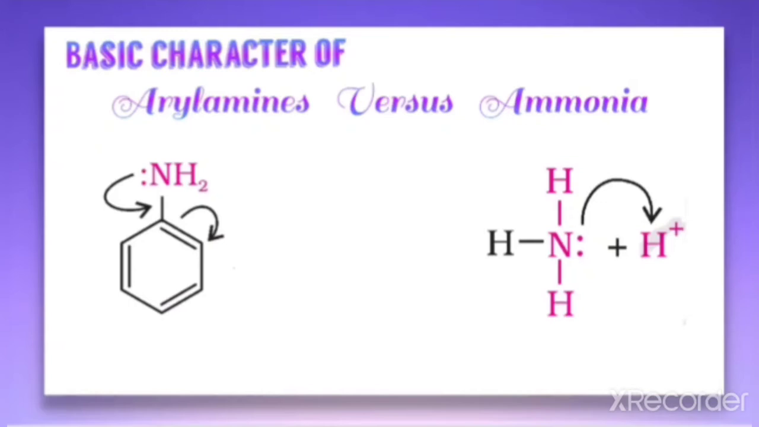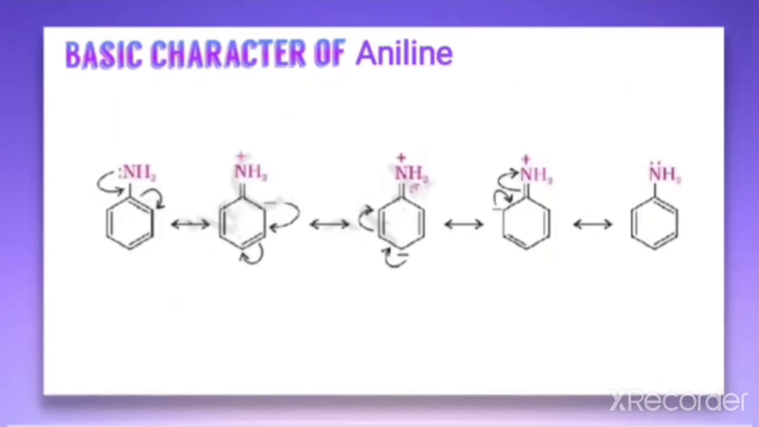But in the case of aniline, the structure is given here. Here this electron pair, that is the lone pair, gets involved in conjugation with the benzene ring. You can see these electrons are now involved in the conjugation. That means it is involved in the resonance. So when we make the resonating structures, we can see that this lone pair which is on the nitrogen is now involved in the resonance. That means it undergoes resonating structures, you can see here.